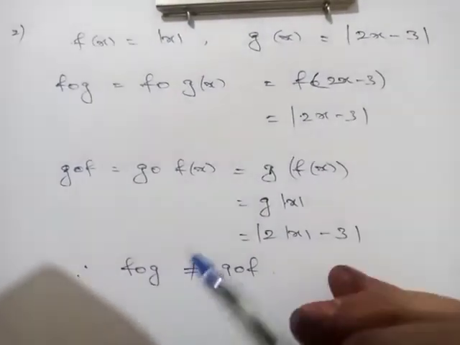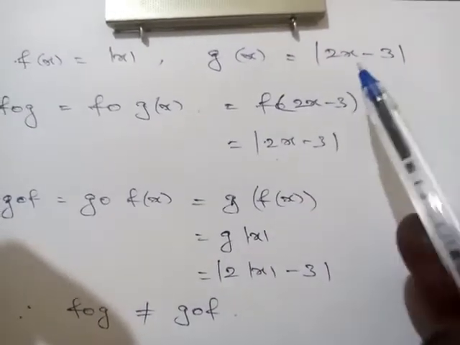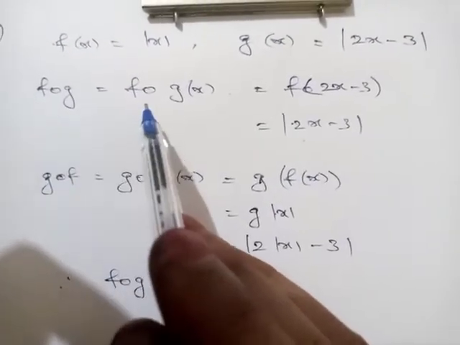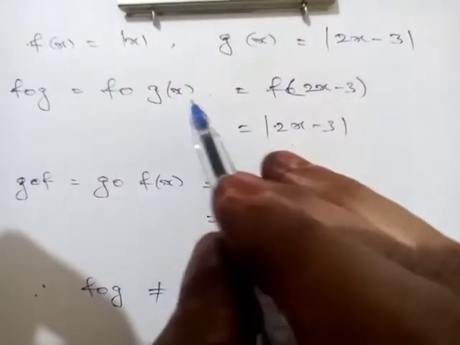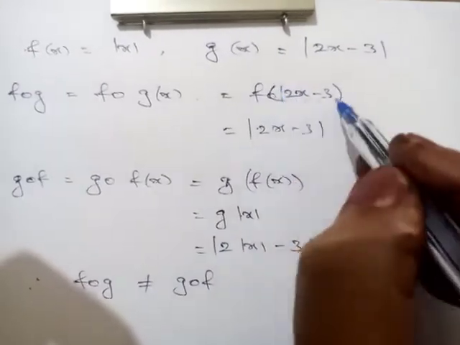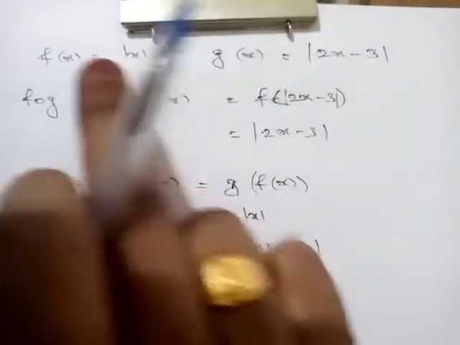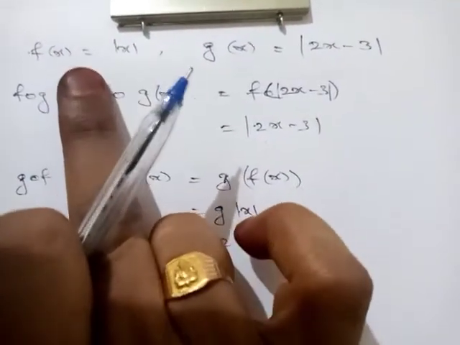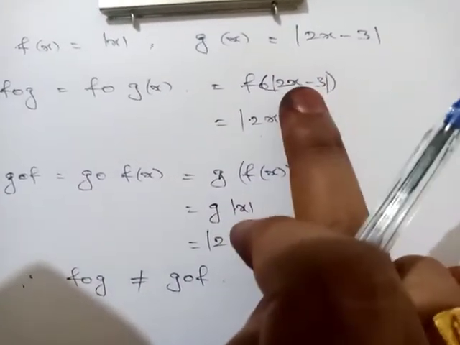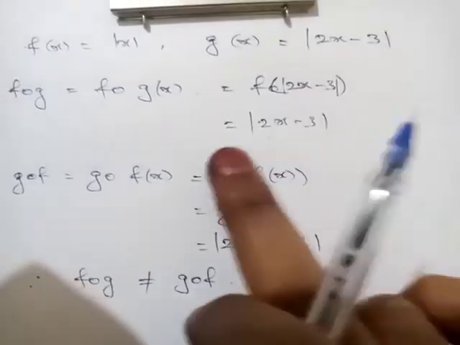See one more question. f of x is equal to modulus of x, and g of x is equal to modulus of 2x minus 3. Now we are going to find f over g, that means f of g of x. The value of g of x is modulus of 2x minus 3, so f of modulus of 2x minus 3. f of x means modulus of x, so we take the modulus of the value in place of x. Here instead of x, it is 2x minus 3, so we take the modulus of this function, modulus of 2x minus 3. That's all. This is f over g.